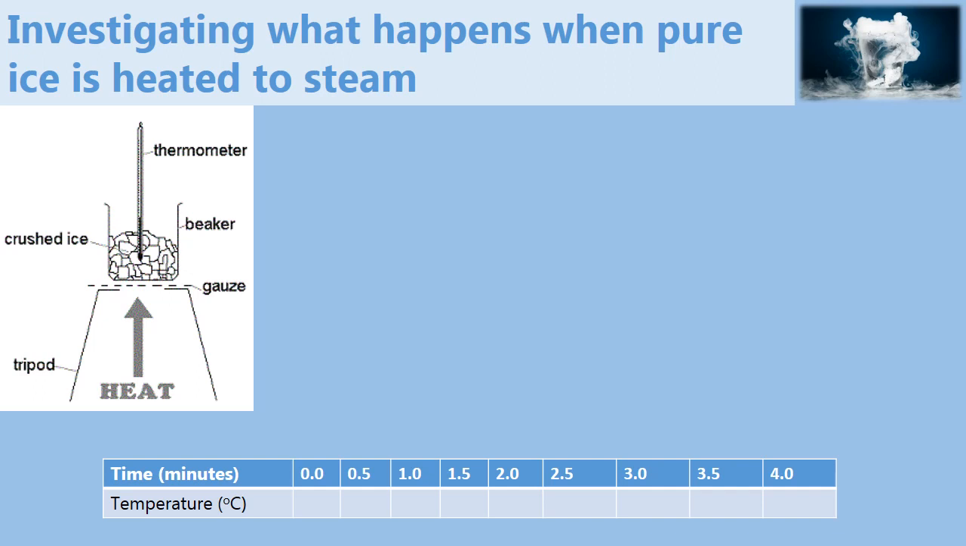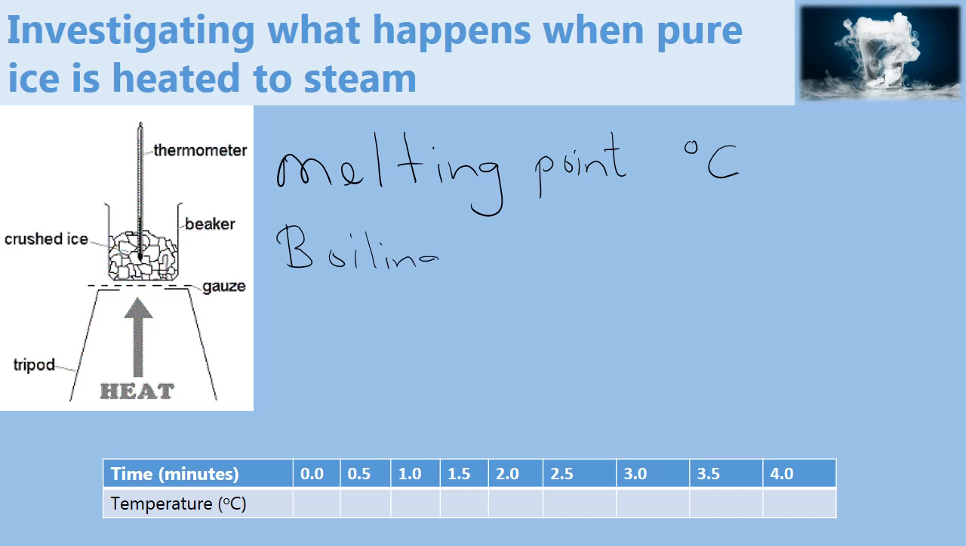The melting point of water or ice is 0 degrees Celsius at sea level, while the boiling point of water is 100 degrees Celsius.